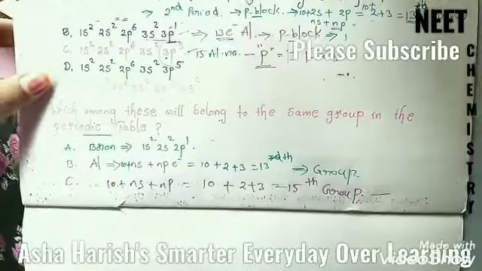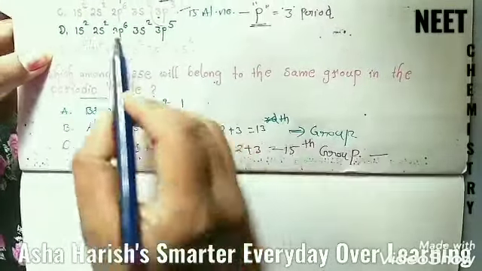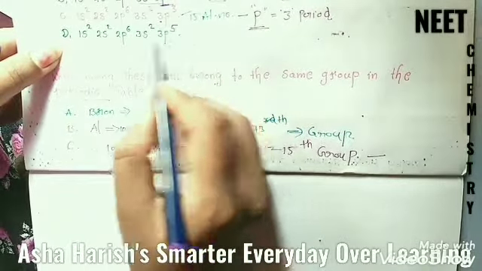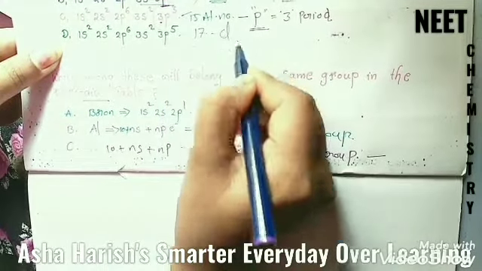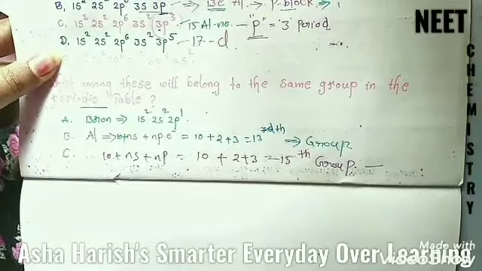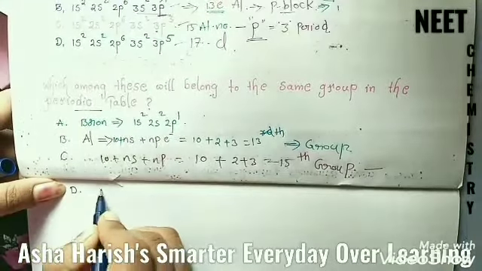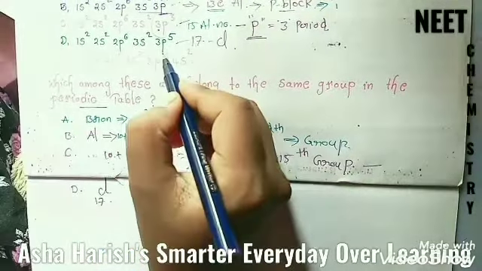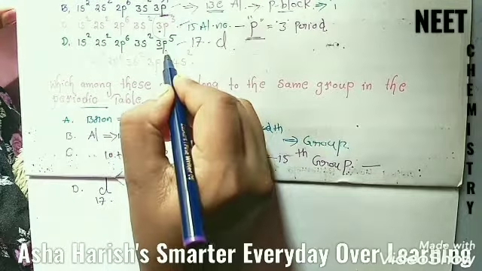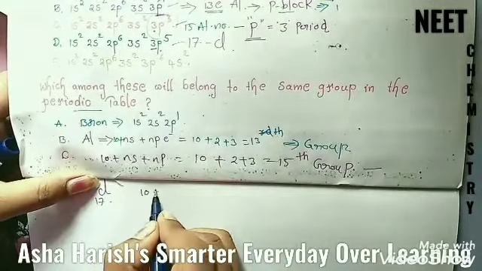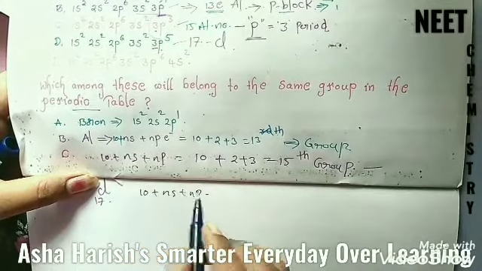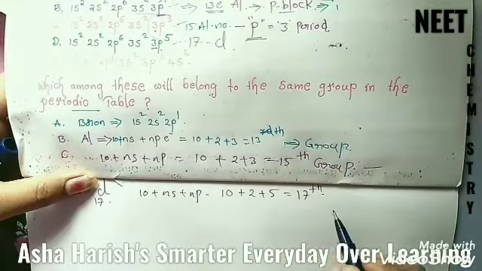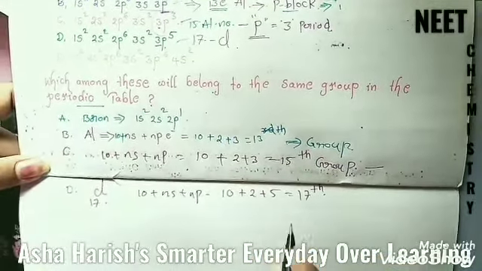And students, if you see option D here, 1s2, 2s2, 2p6, 3s2, 3p5. If you count these numbers, you should get 17. So 17 is the atomic number of chlorine. Chlorine belongs to the third period, P block. Again for P block, 10 plus Ns electrons plus Np electrons, then 10 plus 2 plus 5, that is the 17th group. Chlorine belongs to the 17th group. We got the answer here.